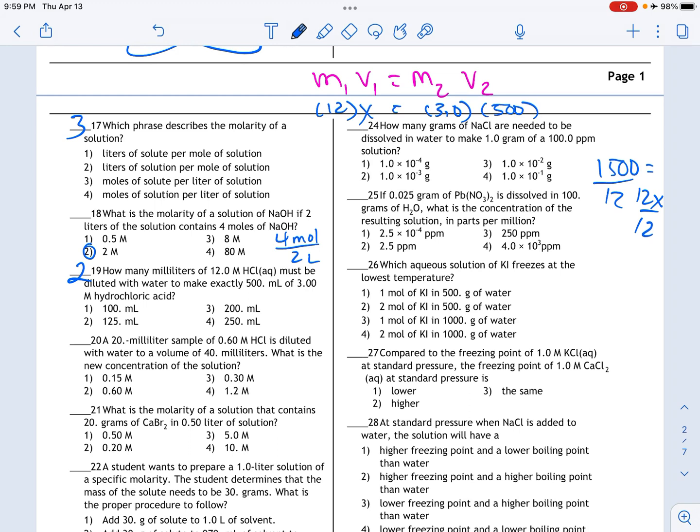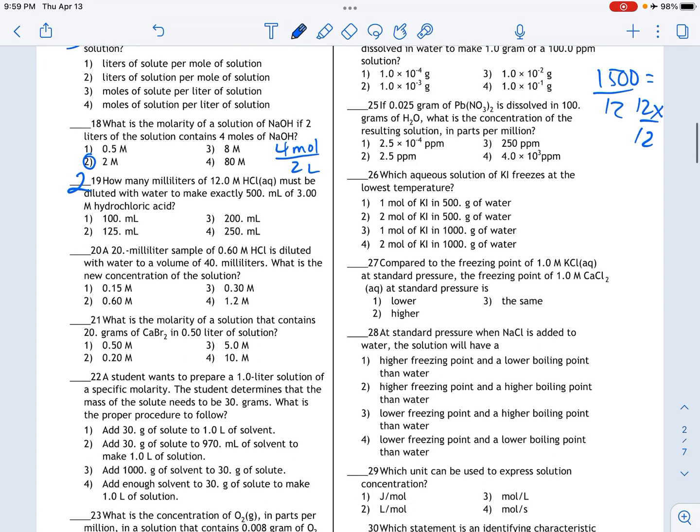Number 20. A 20 milliliter sample of 0.60 molar HCl is diluted with water to a volume of 40 milliliters. What's the new molarity? Okay, so 20 milliliters times 0.6 equals 40 milliliters times x. I can do the math, of course, as I did before, but if I notice that my volume doubles, my molarity will be halved.